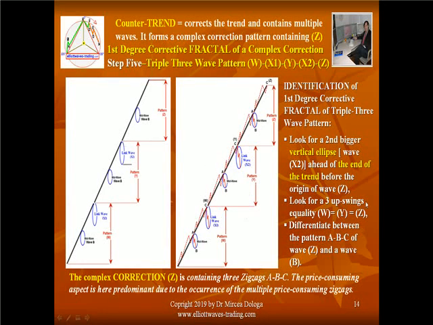Look for 3 upswings, equality, W equal Y, Y equals Z. Differentiate between the pattern ABC of wave Z and the wave B. The complex correction Z is containing 3 zigzag ABC. The price-consuming aspect is predominant here due to the occurrence of multiple price-consuming zigzags.